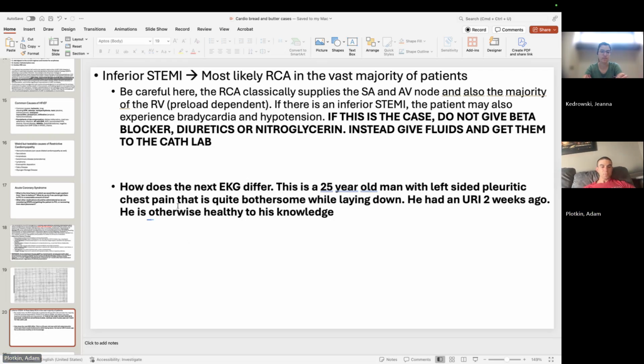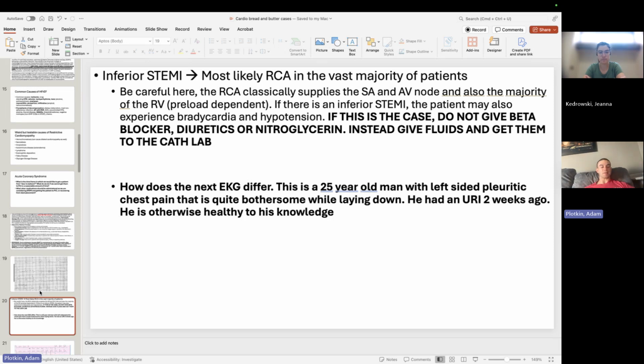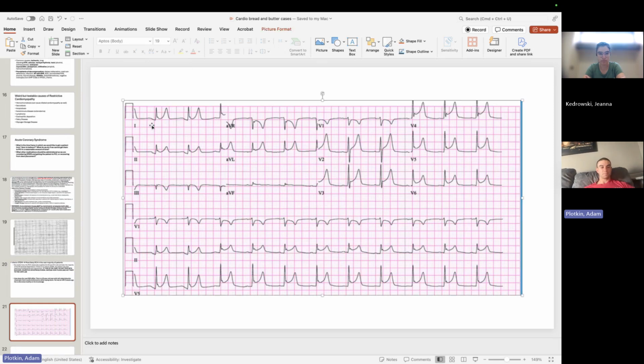All right. So now I want you to think about it. I'm going to show you another EKG. How does it differ? For context, this next EKG is a 25-year-old man. He's got left-sided pleuritic chest pain. It's quite bothersome while laying down. He had an upper respiratory tract infection 2 weeks ago. He's otherwise healthy to his knowledge. And here we go.